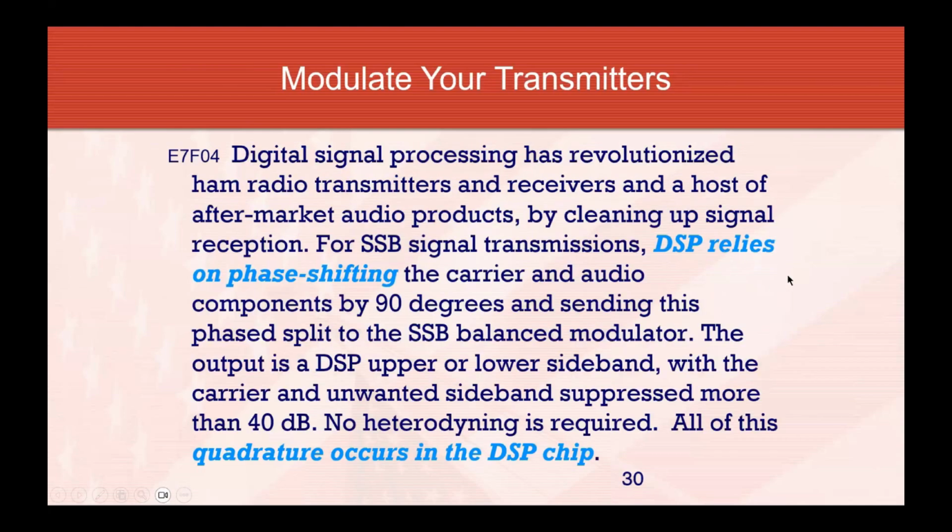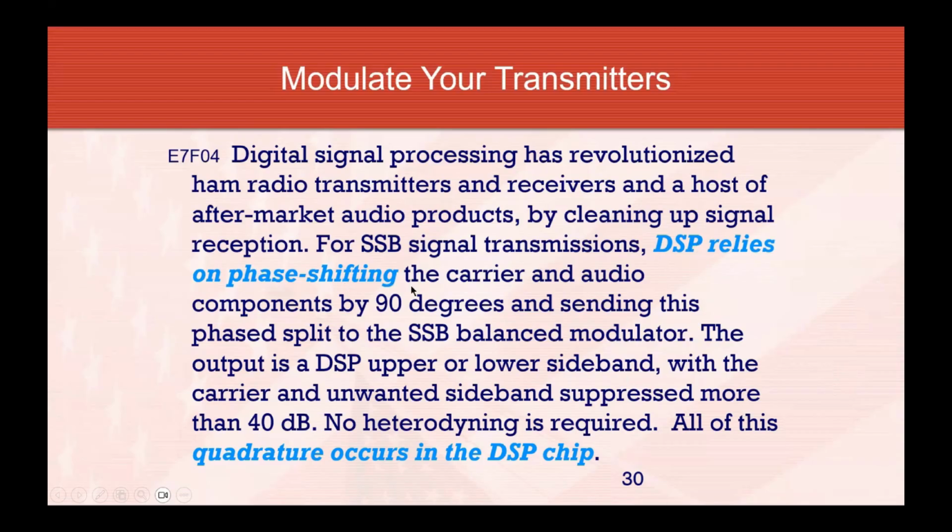DSP, digital signal processing, does a lot for us these days, as you probably know. DSP relies on phase shifting the carrier of the audio components by 90 degrees and sending that into a single sideband balanced modulator, which will allow us to separate those sidebands out along the way. All of this quadrature occurs in the DSP chip. Quadrature, you remember, anytime you see that, think 90 degrees. And that's where we're back again.